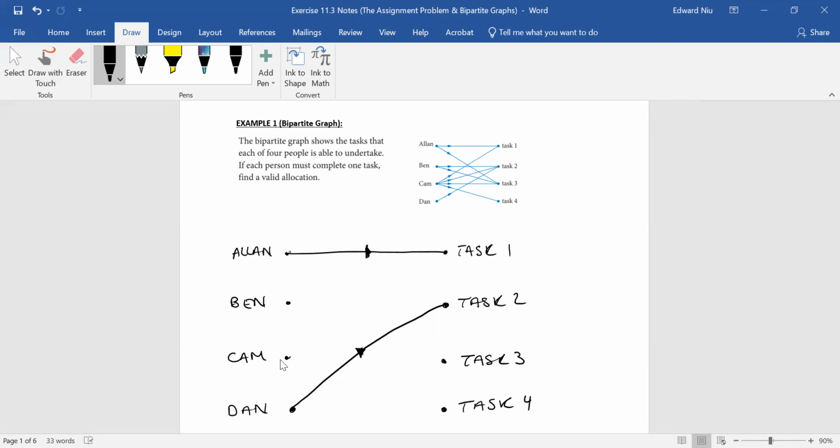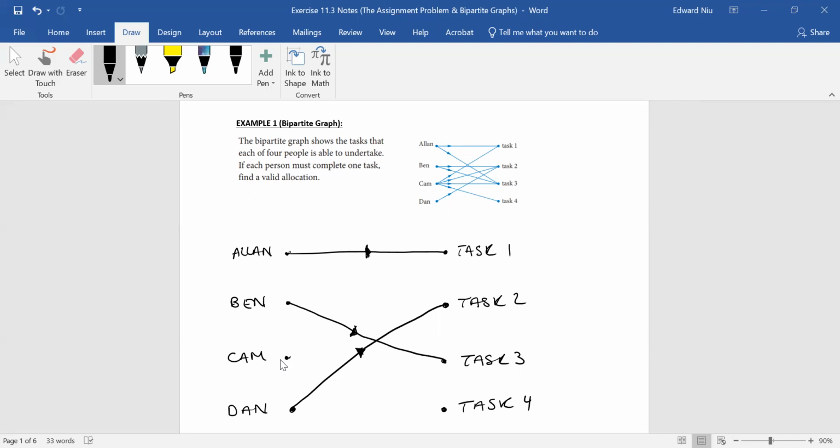So we can say, well, actually, Ben can't do task 2 because that's been taken by Dan already. So now that Alan's taken task 1, which Ben can't do, Ben will have to go to task 3 because he can't do task 4. And then Cam can just basically fill in the gaps since he can do all 4.